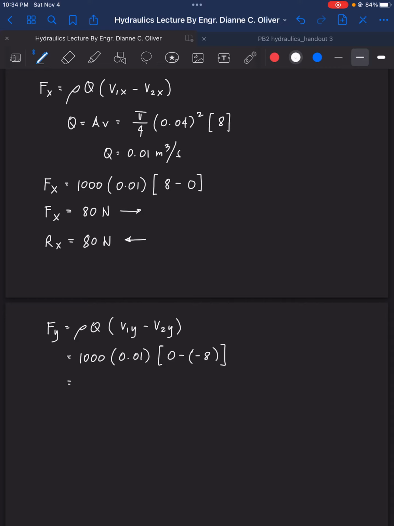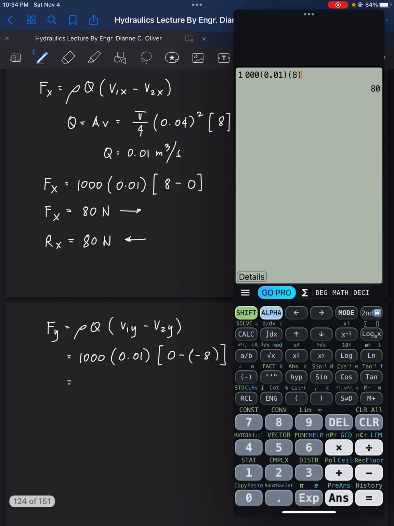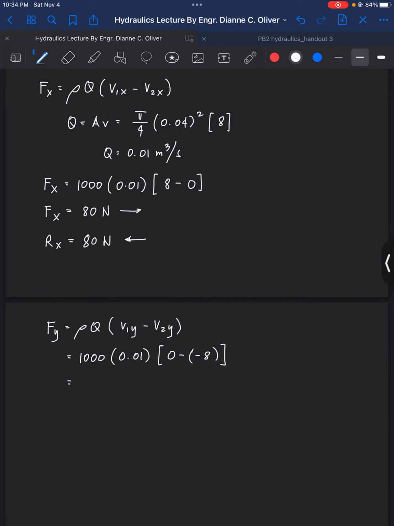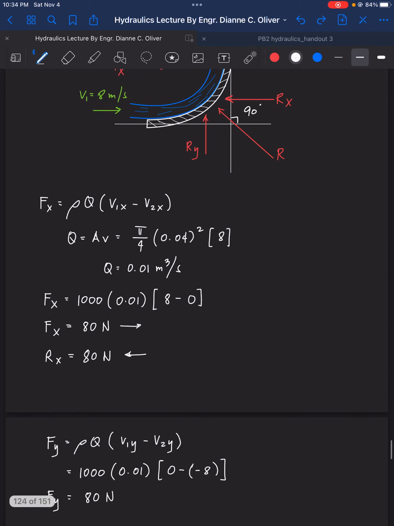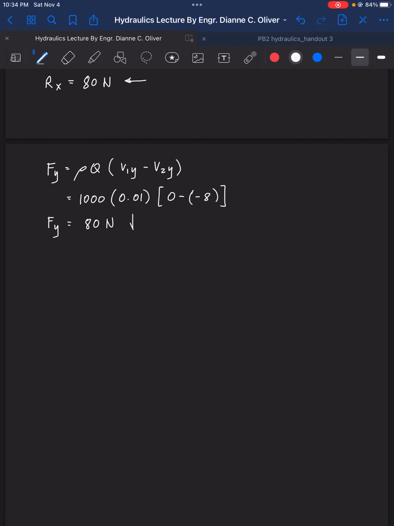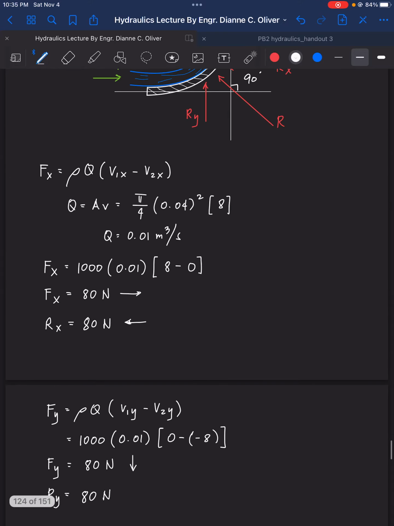So, our value here becomes 1000, same value. That will be 80 Newton. So, that is Fy. Since it is positive, therefore, our downward positive is correct. And since we're looking for the resisting force, this is Ry, that is 80 Newton, and the direction of Ry is upward.